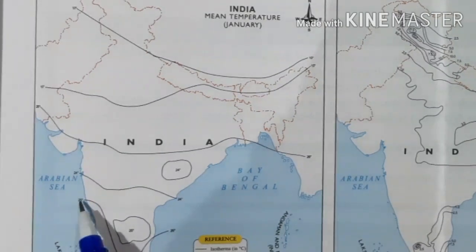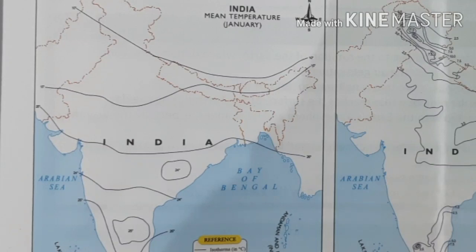So here 25 degrees Celsius, 25 degrees Celsius. So all these regions experience 25 degrees Celsius. Here another circle is also 25 degrees Celsius itself. But these two are not connected because in between there is a difference in temperature between these areas. So isotherms are the lines joining places with the same temperature in a weather map.